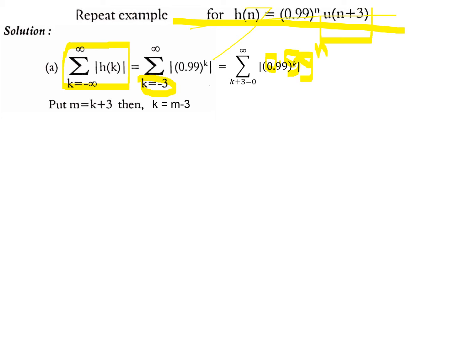Now this k plus 3, I am replacing by m. I put m is equal to k plus 3 purposefully, so that the lower limit starts from 0. Therefore, wherever k is there, replace it by m minus 3. If you want to find the equivalent of k, bring 3 to the other side. So either m is equal to k plus 3 or k is equal to m minus 3. Wherever k is there in the entire expression, replace it by m minus 3. See here, 0.99 to the power of k, in the place of k write m minus 3. So the lower limit is 0, and the upper limit is infinity.